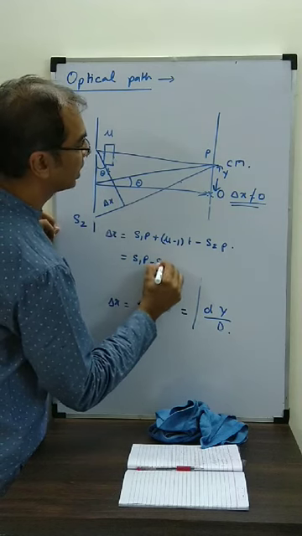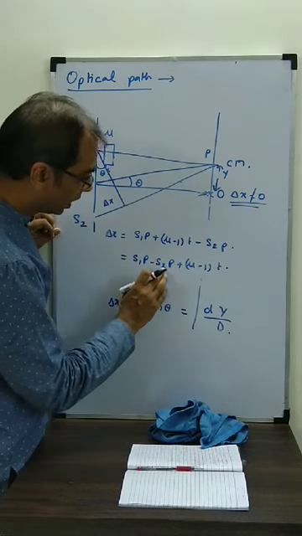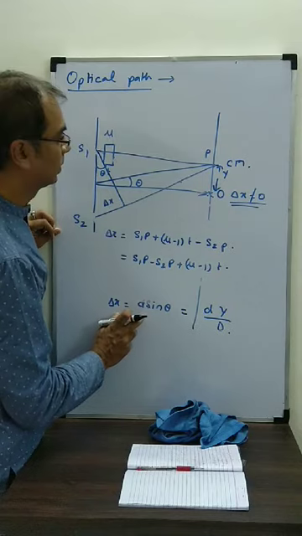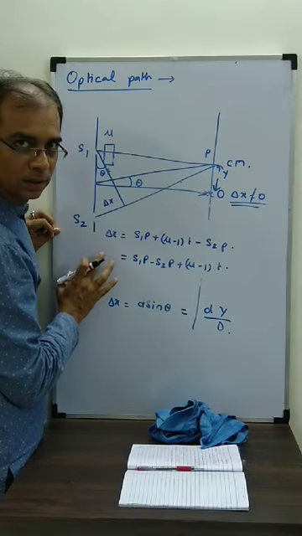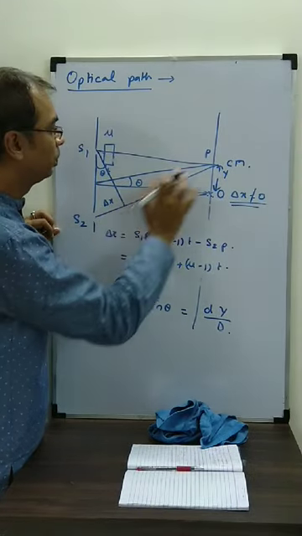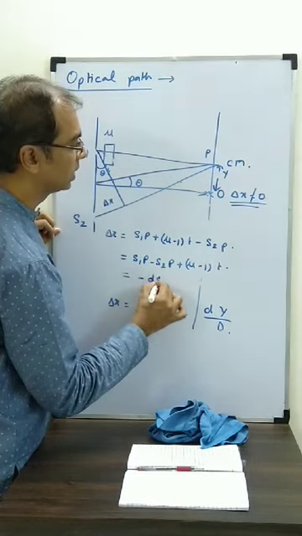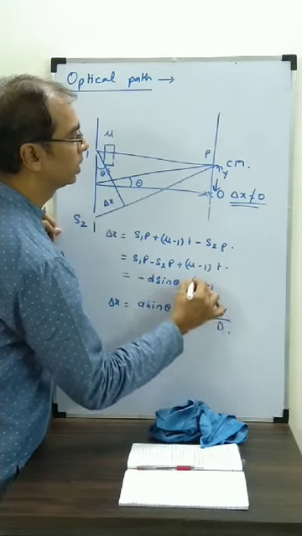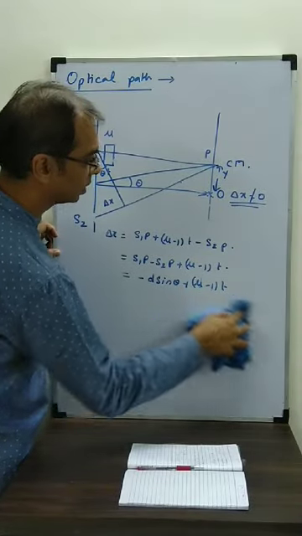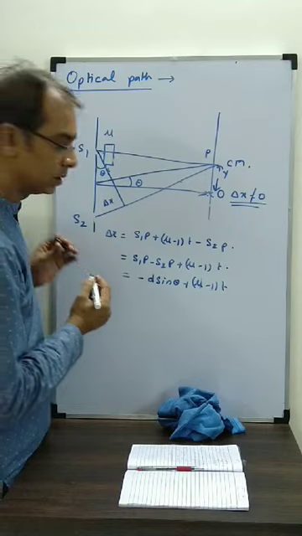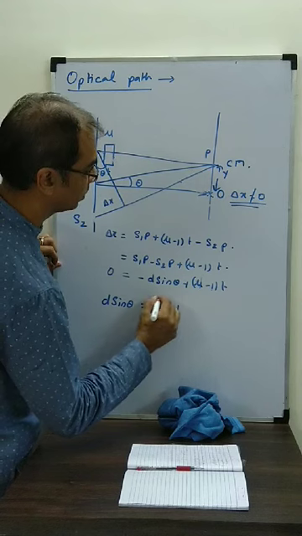Now, S1P minus S2P plus mu minus 1 into T. Okay, now S2P minus S1P only is this delta X. This is geometrical. Okay, in that one, we are not introducing this slab. So S2P minus S1P is d sin theta. Let's put it over here. So minus d sin theta plus mu minus 1 into T. Okay. Now for the central maxima, how much should delta X be? 0. Put 0. So d sin theta equals mu minus 1 into T.